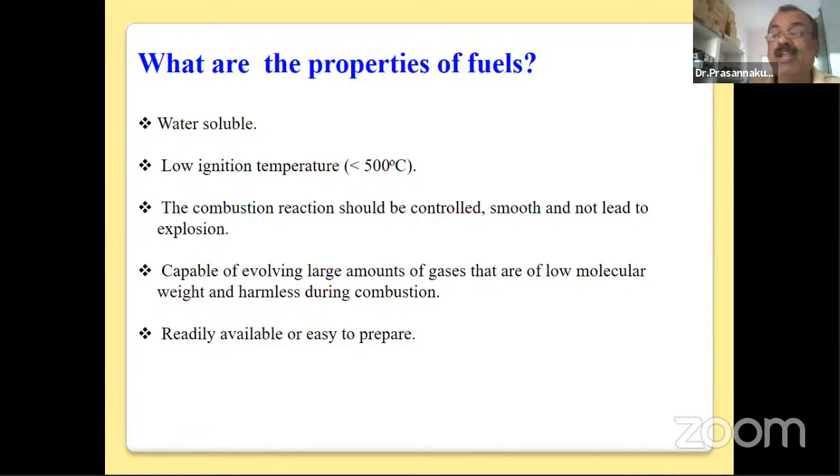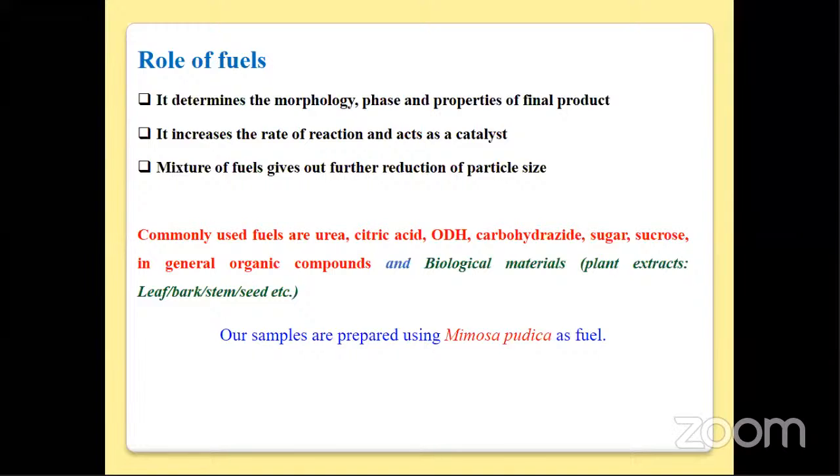We have used two types of fuels. One is chemical fuel. The other one is biological fuel. We are using a biological fuel. There are so many chemical fuels also, like urea, citric acid, ODH. Right. This is the role of a fuel.